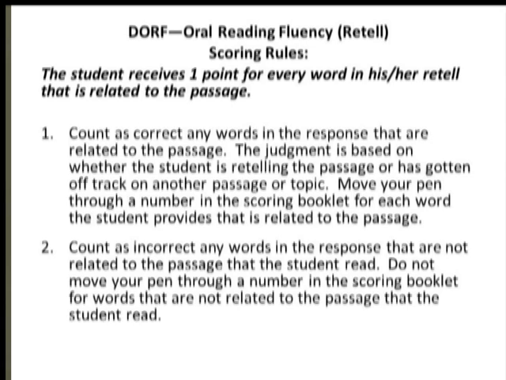Scoring Rule 1. Count as correct any words in the response that are related to the passage. The judgment is based on whether the student is retelling the passage or has gotten off track on another passage or topic. Move your pen through a number in the scoring booklet for each word the student provides that is related to the passage.